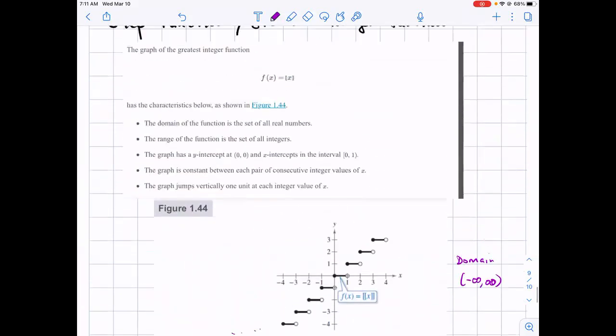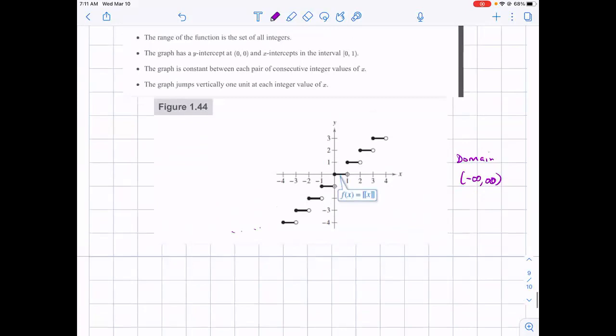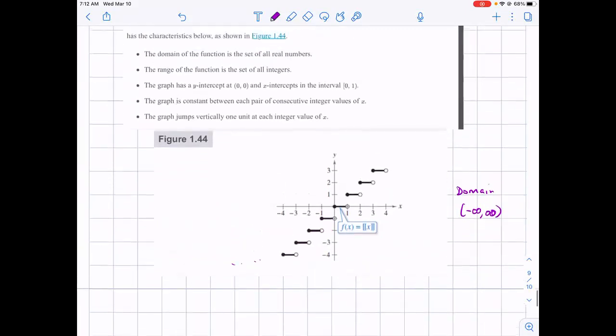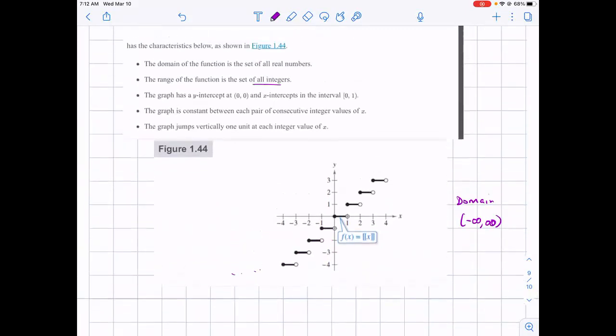So now the range is not the case, because the range only exists for every integer, okay? And that's why we say here that the range is the set of all integers. There is a y-intercept at 0, 1, okay? The graph is constant, so notice that.